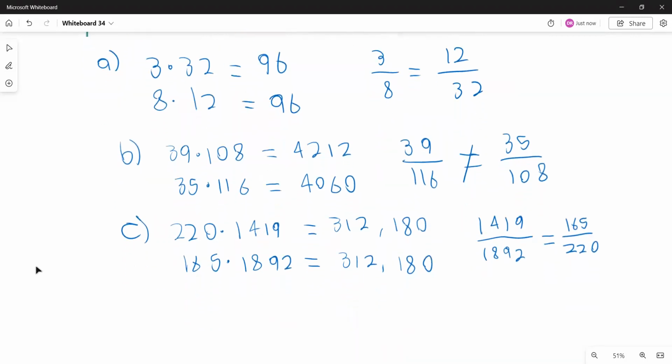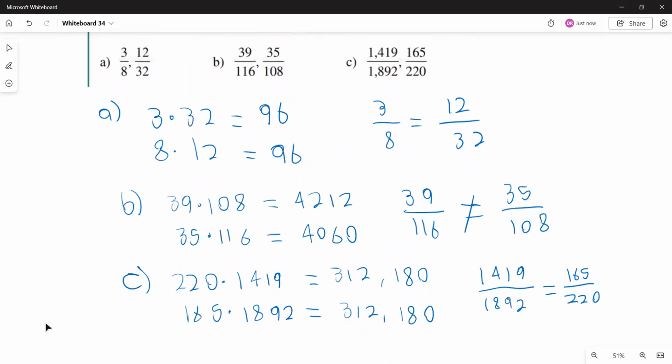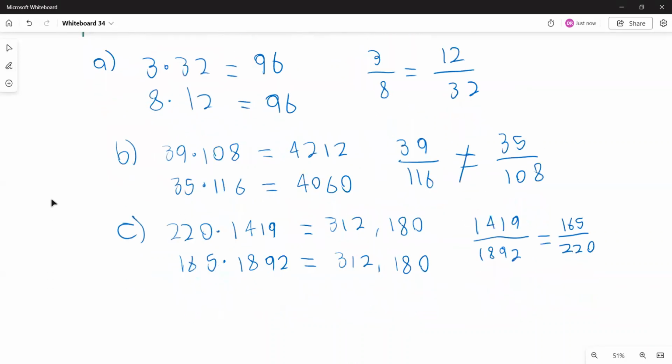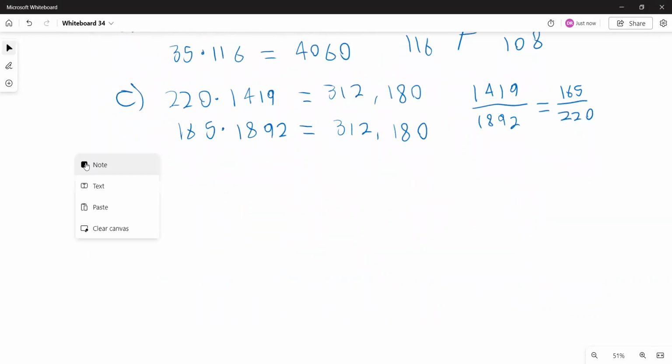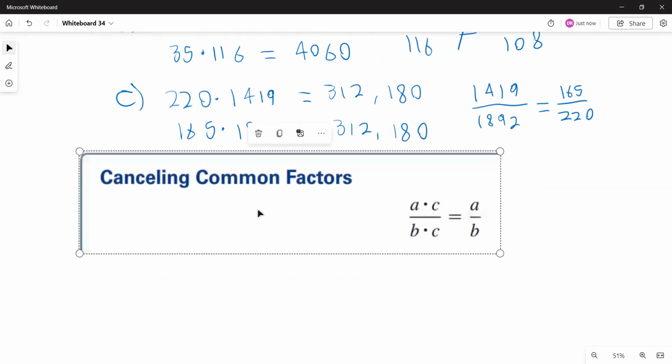So in some cases, we can cancel common factors to reduce the fraction, to write the fraction in simplest form. We learned how to write the prime factor decomposition of a number, and you can always cancel common factors. I'm not even going to copy that. I'm not even going to give you the page number.